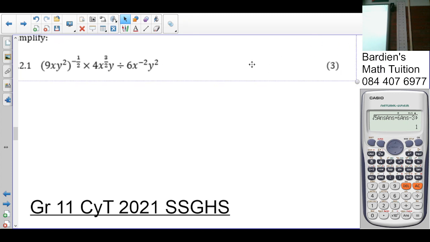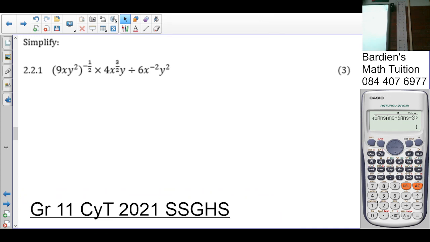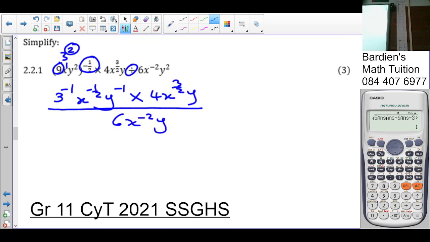Alright, number 3. No, 2.2.1. So what needs to be done first here, people? Get rid of the brackets, not so? Now 9 can be written as 3 squared. And 2 times negative half is negative 1, so x to the negative half, 2 times negative half is negative 1 times 4x3 over 2y, and that means it's over 6x minus 2y squared. Okay, you all agree with that?